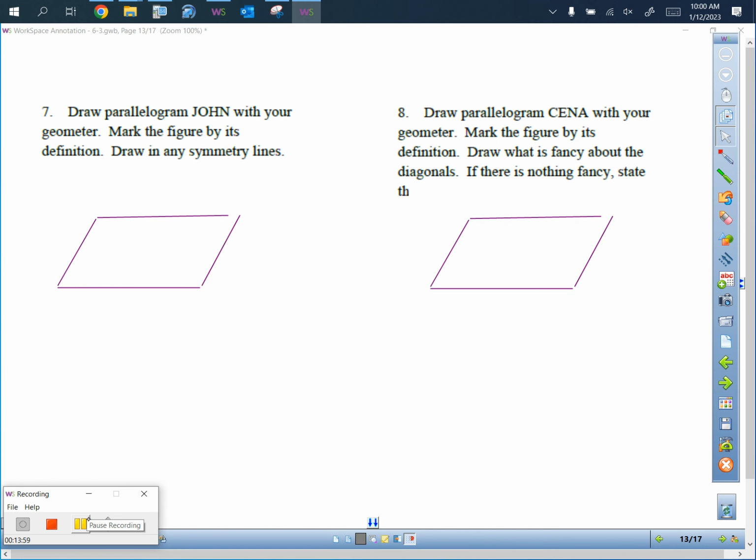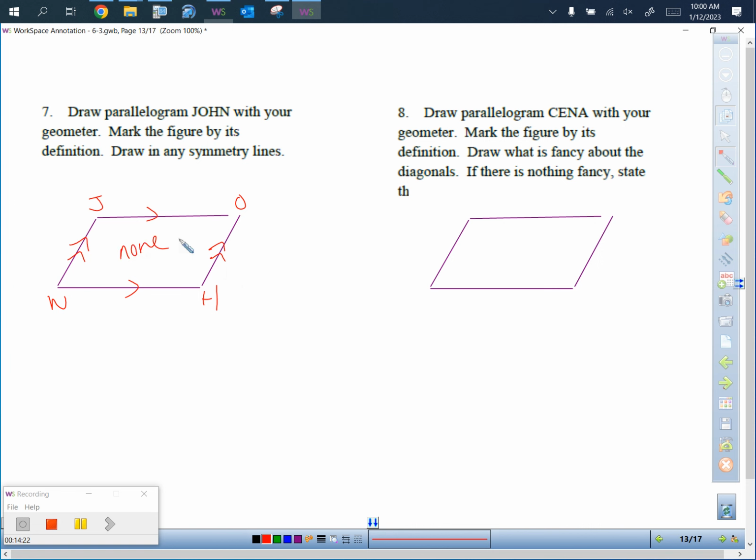So I drew my parallelograms here. I also drew the other one just to save a little time. Mark him by definition: 2 pairs of parallel sides. Draw in any symmetry lines. Checking out the hierarchy, does a parallelogram have any symmetry lines? Yep. So then we'll just write none on the inside, just to realize that we actually answered the question. There is none.